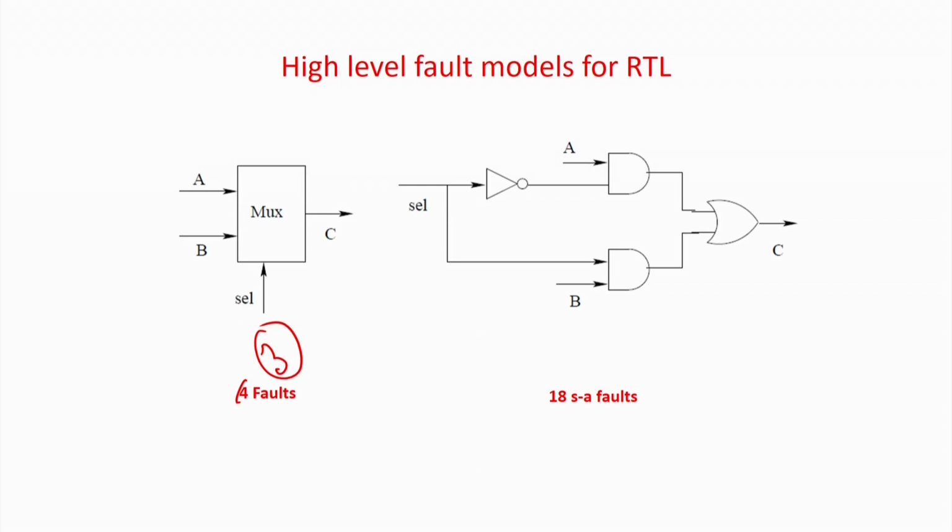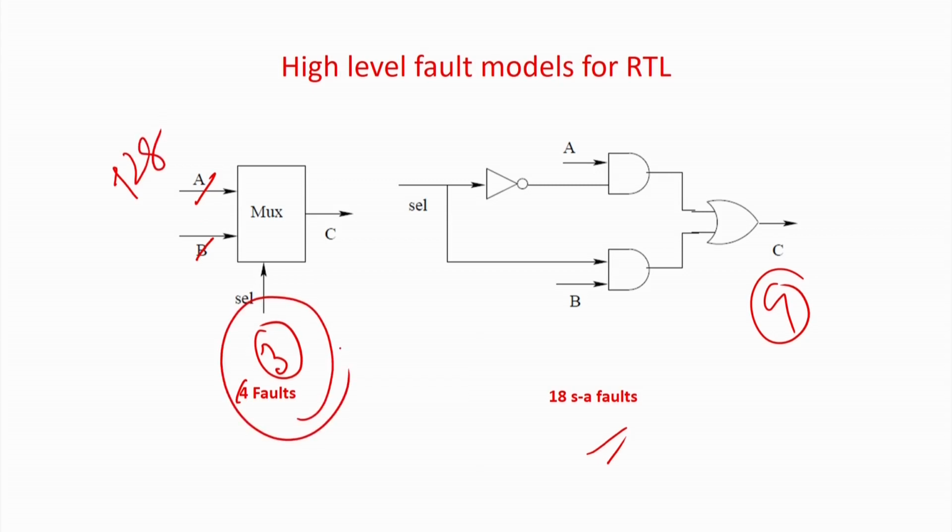So 3 faults will be considered over here, and in this circuit, if you take the equivalent gate level for the mux, there are actually 9 lines over here. So 9 into 2 will be 18 stuck-at faults. So from 18 I have come down to 3. But now you think that if A and B are 128 bit numbers, in this case still the number of faults will be 3, but at the gate level it will be 9 into 128 into 2.